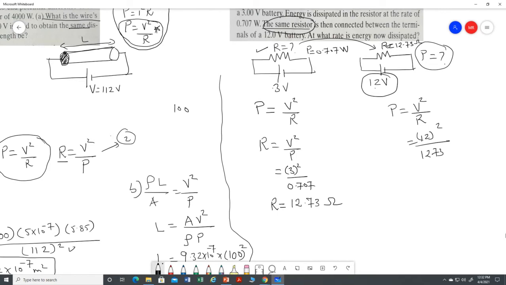My dear, listen carefully. If you made a mistake here, then the second part will be wrong. So you have to be very, very careful. Clear? So could you please tell me the answer? The answer is 11.31. What's the unit? Watt. Very good. That's it. Clear?